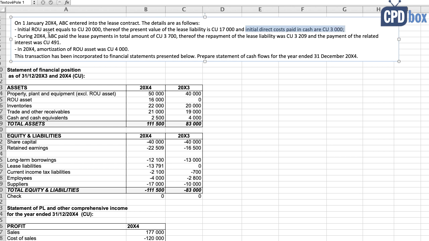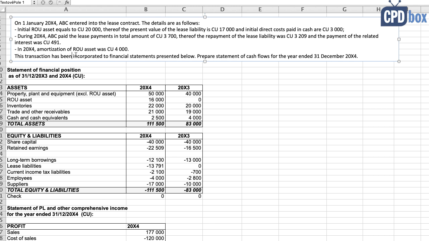During 2004, ABC paid lease payments in a total amount of 3,700. Thereof, the repayment of the lease liability was 3,209, and the payment of the related interest was 491 CU. In 2004, amortization of the right-of-use asset was 4,000 CU.